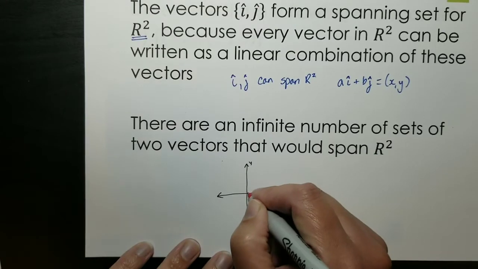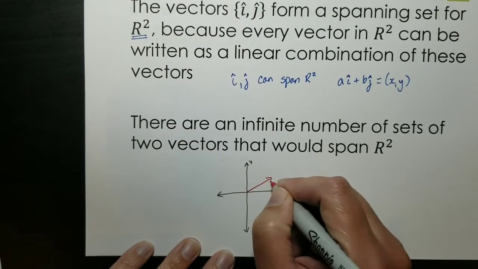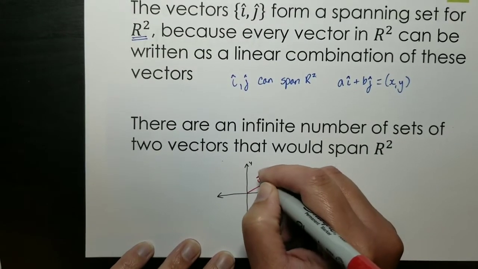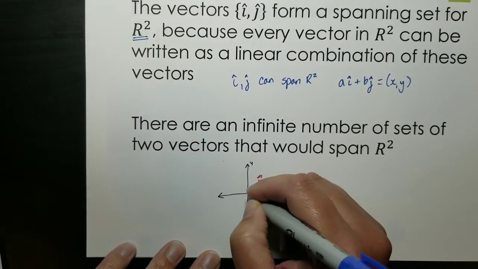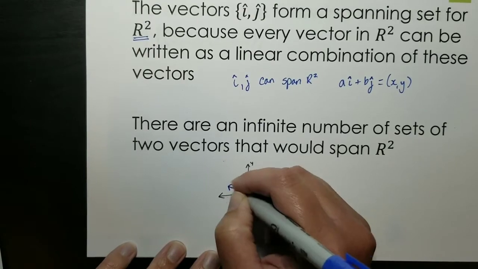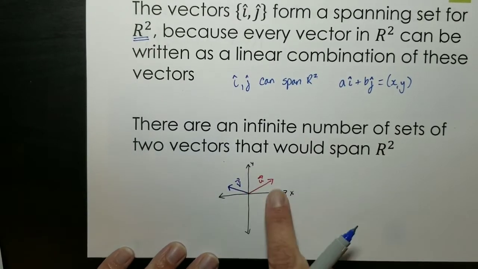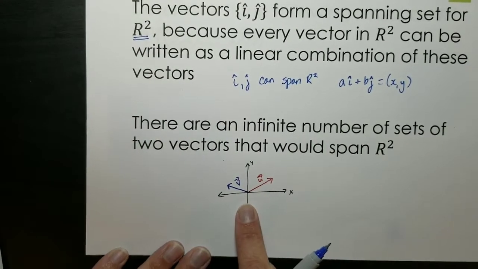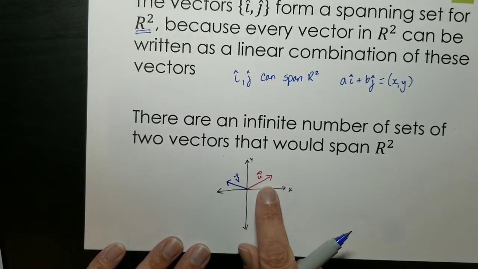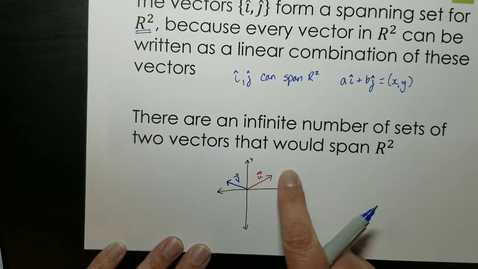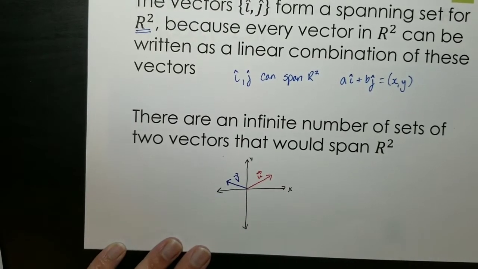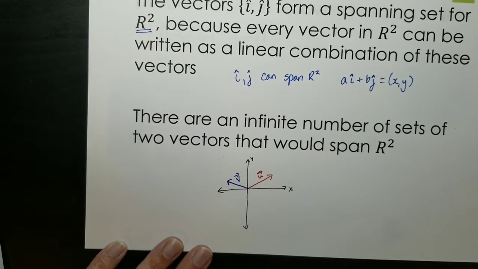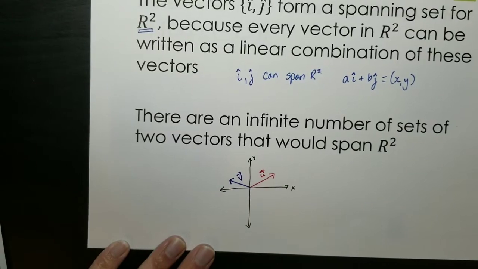I could have vector u and vector v, like that. And I could get anywhere on R2 using those two vectors. I would have some scalar multiple of u and some scalar multiple of v, and I could actually get anywhere in R2. But it doesn't work for every pair of vectors.